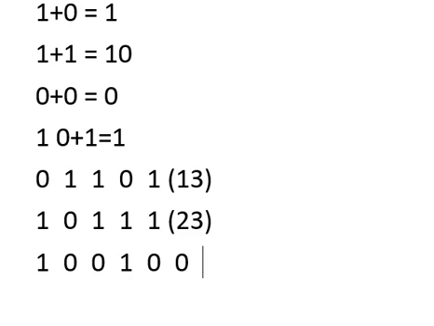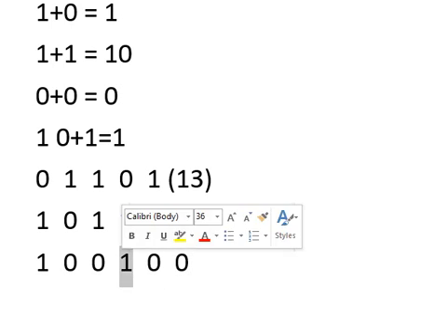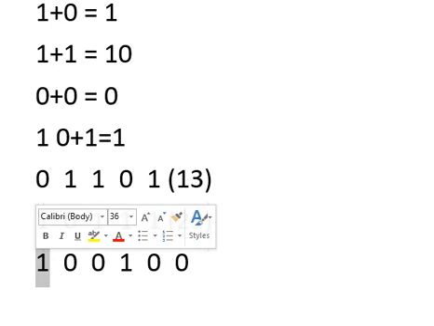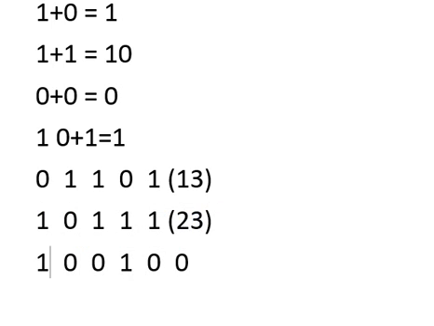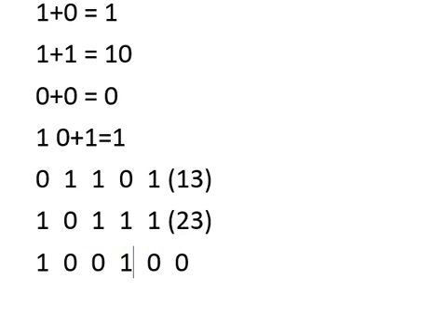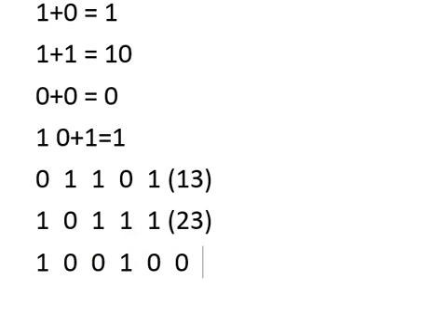So we have 1, 2, 4, 8, 16, 32. So the answer should be 36, so we have 32, 8, 16, 8, 4. So we add up 32 and 4, which is equal to 36. So that's what it looks like in binary. So 36 in binary is 1, 0, 0, 1, 0, 0. And that's how we add together basic binary digits.